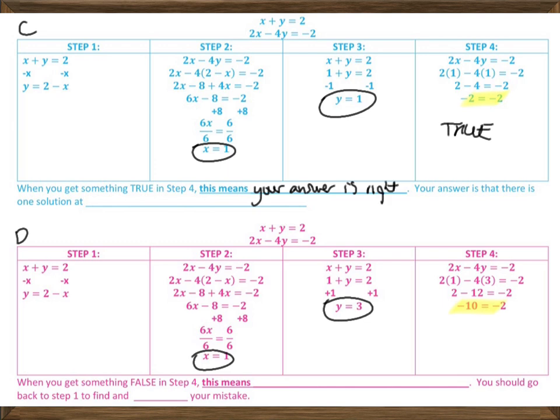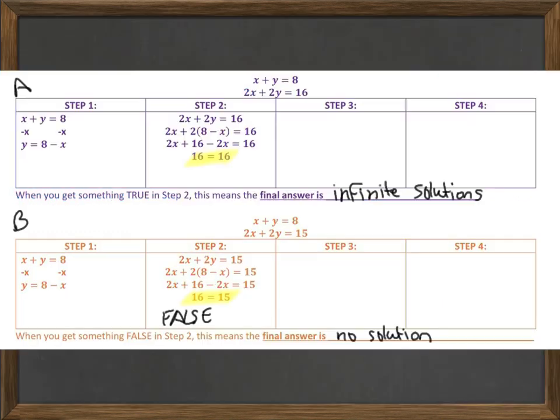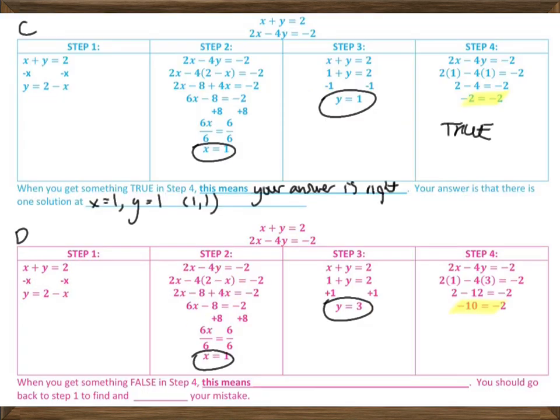The answer that we have here in the nice blue font is that there's one solution at x equals 1, y equals 1. Or, if you are lazy like me, you can write it as an ordered pair, (1, 1). Doesn't matter. When you have a mathematically true statement in step 4, it has a different result than when you get a mathematically true statement in step 2 before you find x and y. If I've already found x and y and I'm just checking my work, and I get a mathematically true statement, that does not mean I have infinite solutions. It just means that all my work is good, and I can move on with my life.